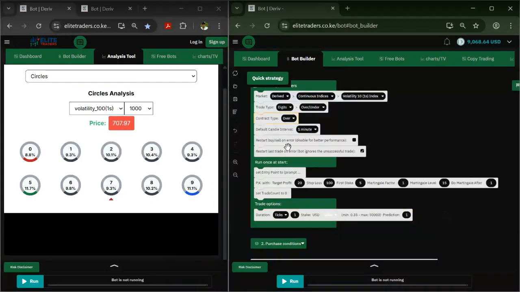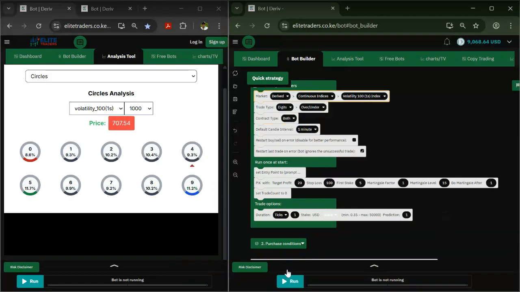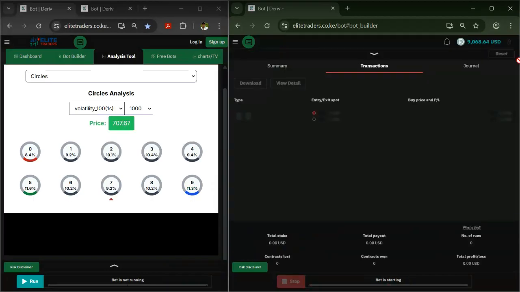So ukikuja hapa uklik over hapa uweke 3. For example, nimekuja hapa niweke like volatility 101s. It can prompt for an entry point. So the moment I click run, entry point yangu ni digit 2. Una click 2 hapo, una click run. Digit 2 ikiguzwa, that's when this robot will start executing the contract. Just wait and see. Ikienda kwa 2, itarun. Bado haijaenda.